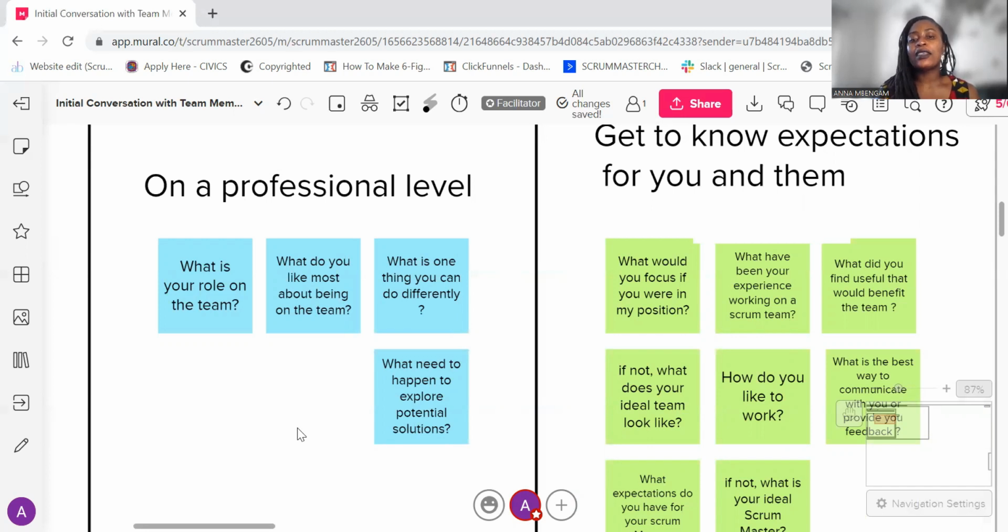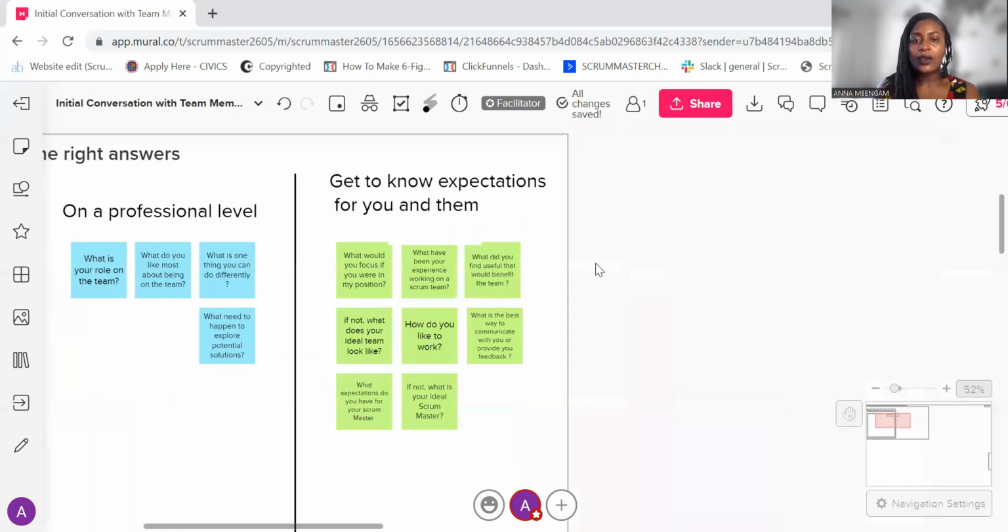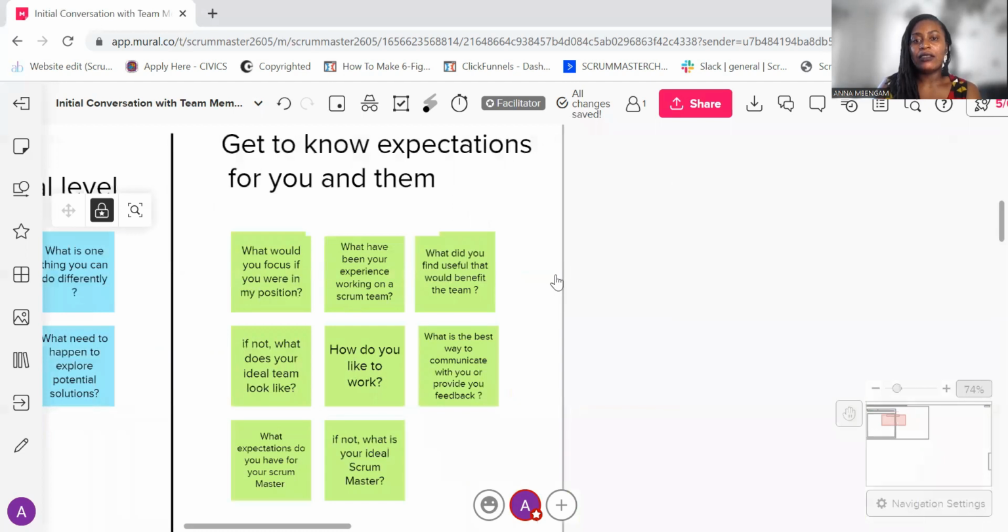The answer is always within the team. Scrum Masters, you don't have to reinvent anything. Just listen to what they're telling you and do just that, right? On that professional working mode, I go on to understanding expectations, right?